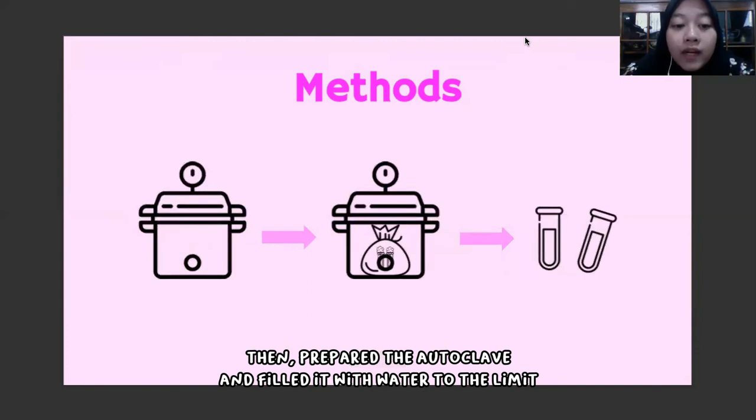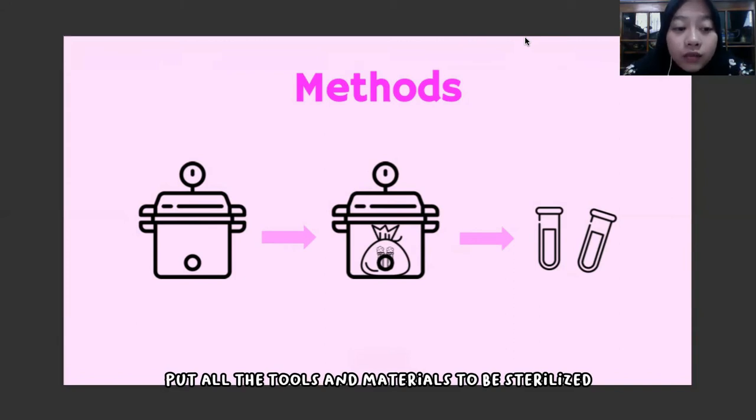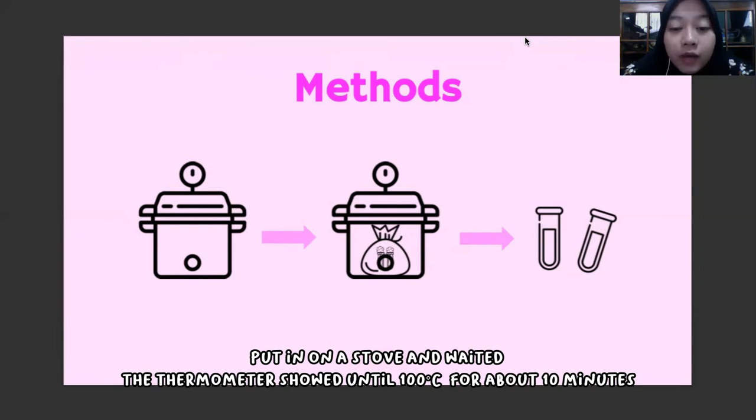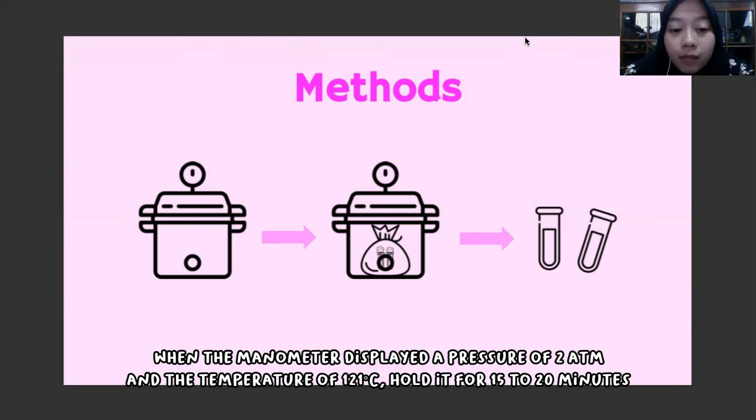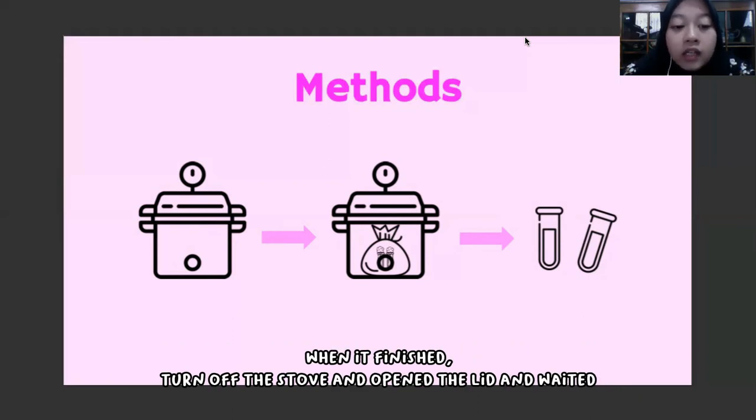Then, prepare the autoclave and fill it with water to the limit. Put all the tools and materials to be sterilized. Put it on a stove and wait until the thermometer shows 100 degrees centigrade for about 10 minutes. When the manometer displays a pressure of 2 atmosphere and the temperature of 121 degrees centigrade, hold it for 15 to 20 minutes. When it's finished, turn off the stove and open the lid and wait.